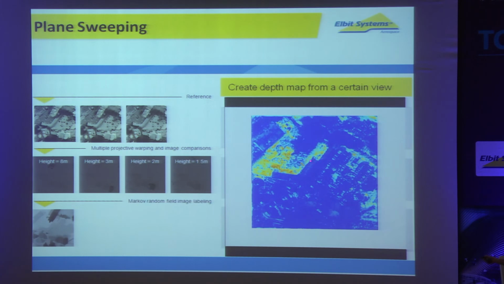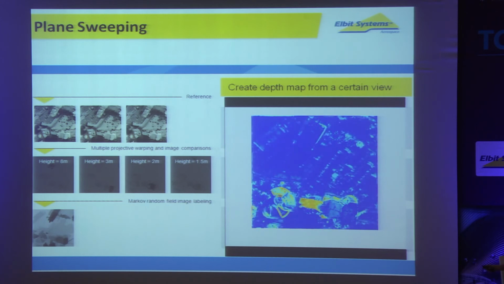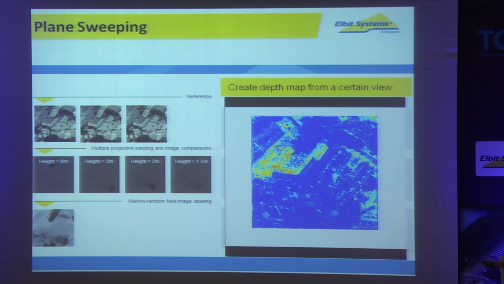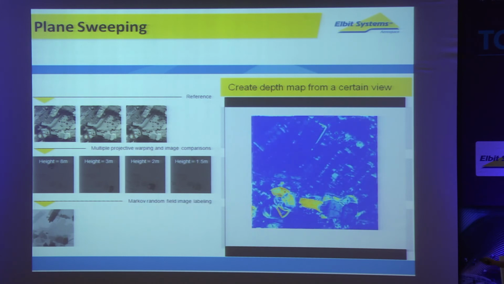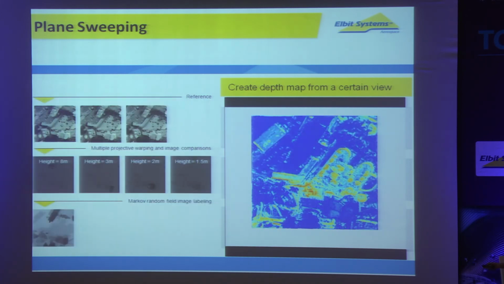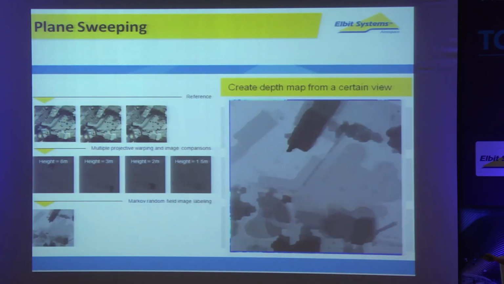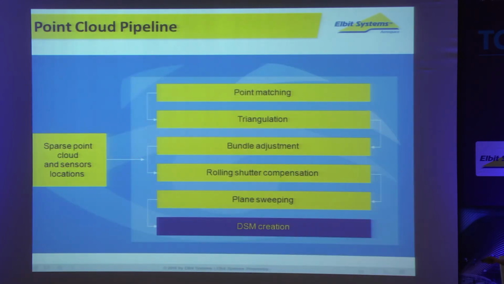And as you can see here, this is our plane sweeping from the highest level to the lowest. We can see that as the pixel fits that plane, that pixel would turn red in the image. After that, we use some Markov random field image labeling to add some normalization and choose the height for every pixel.